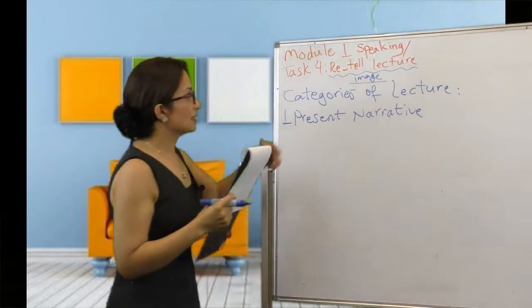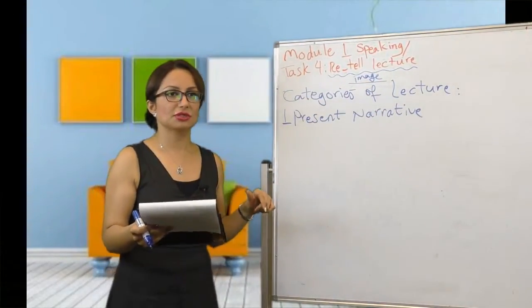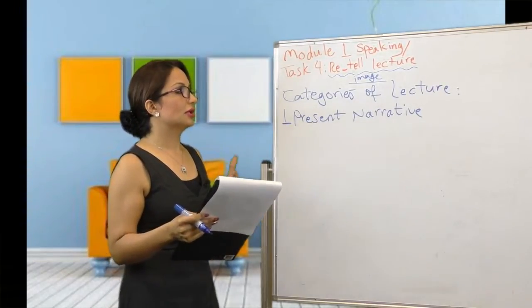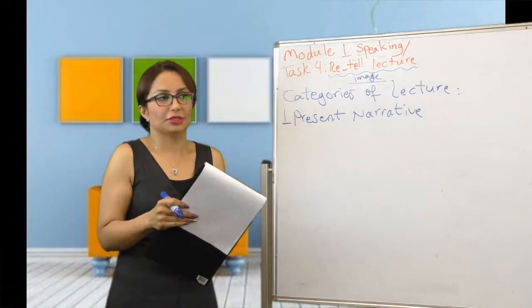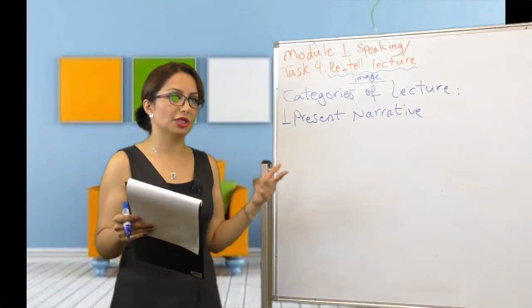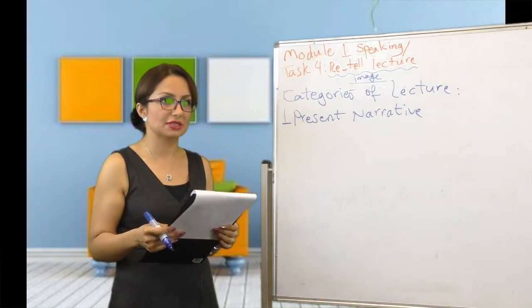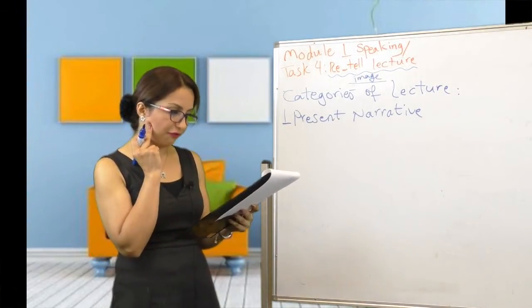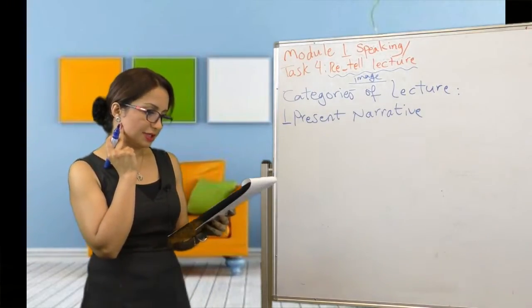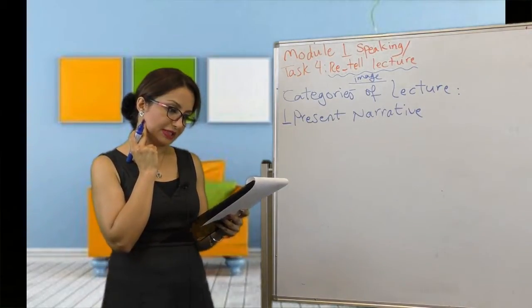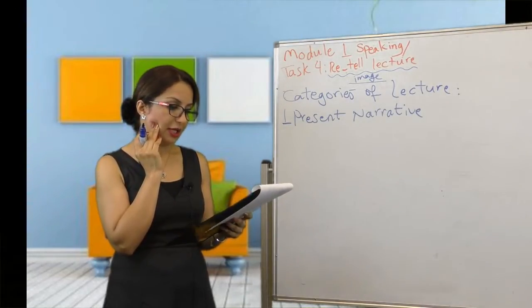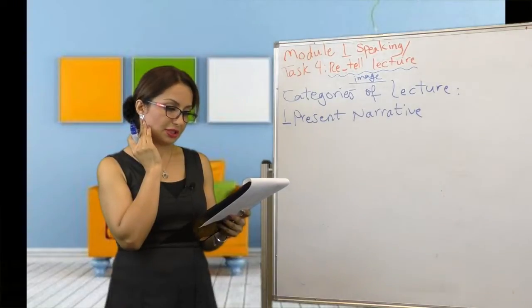Okay, so what is the significance of having an image in Retell Lecture? The significance is that by looking at the image, you can get the content or the context of the presentation, and you can anticipate the type of vocabulary you may need to use in your presentation. Let's take a look at the first picture on page 2 of your worksheets. What does it show? Yes, it shows a polar bear and then the melting ice cap.